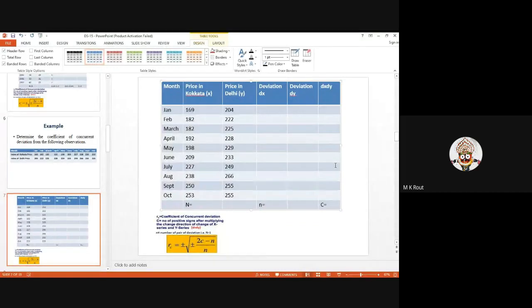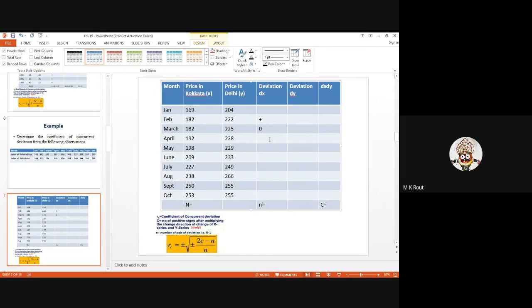So if you calculate this one, what is the first one? Positive. Next one is 182 minus 182. That is 0. There is no positive. Is it clear?